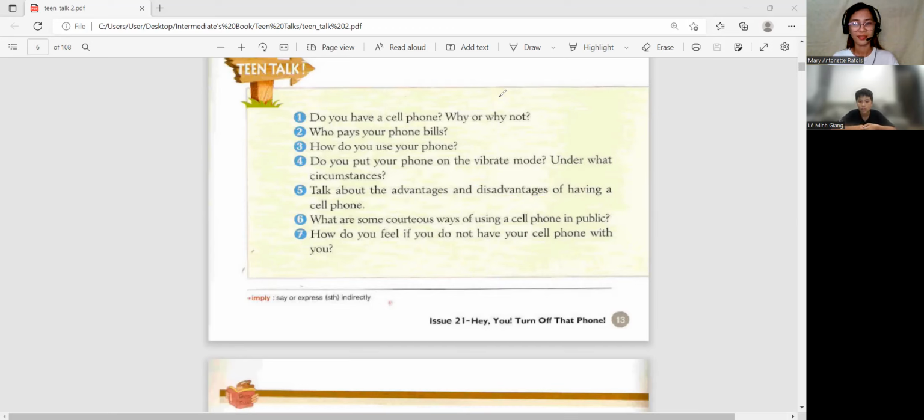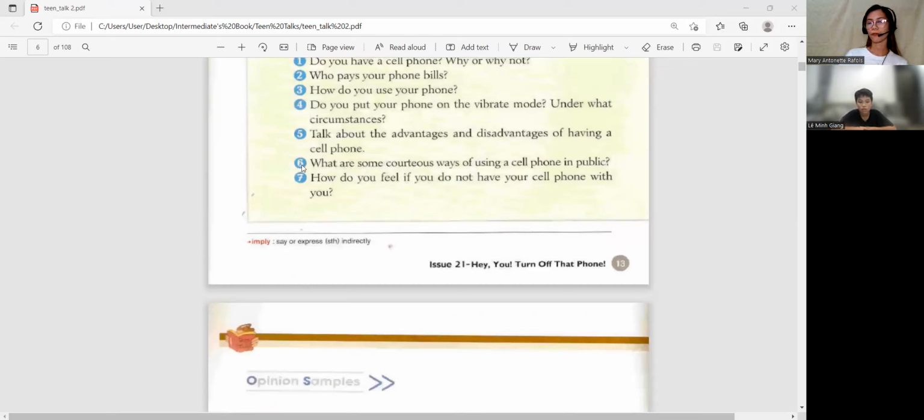What else? Do you have an idea? You cannot sleep. If I look at the phone for a long time. Yes, for a long time. Okay. Now let's go to number 6. If you have a phone, what is the courteous way, or the good manners or good behavior, of using a cell phone in public? What is the good behavior or actions of using a cell phone in public?